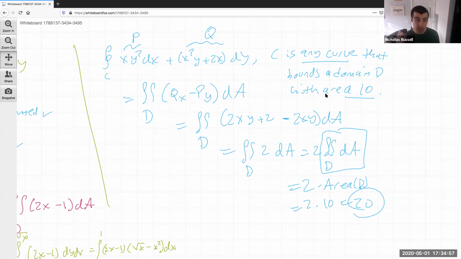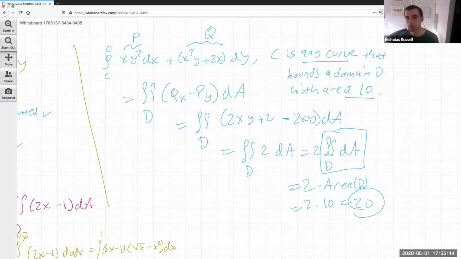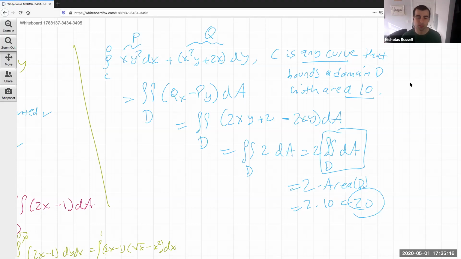And what's interesting about this is that for any closed curve in this vector field PQ, if you give me the area, I can tell you how much work it is just by multiplying it by 2, which is pretty awesome. And so this is why Green's theorem can come in really handy.